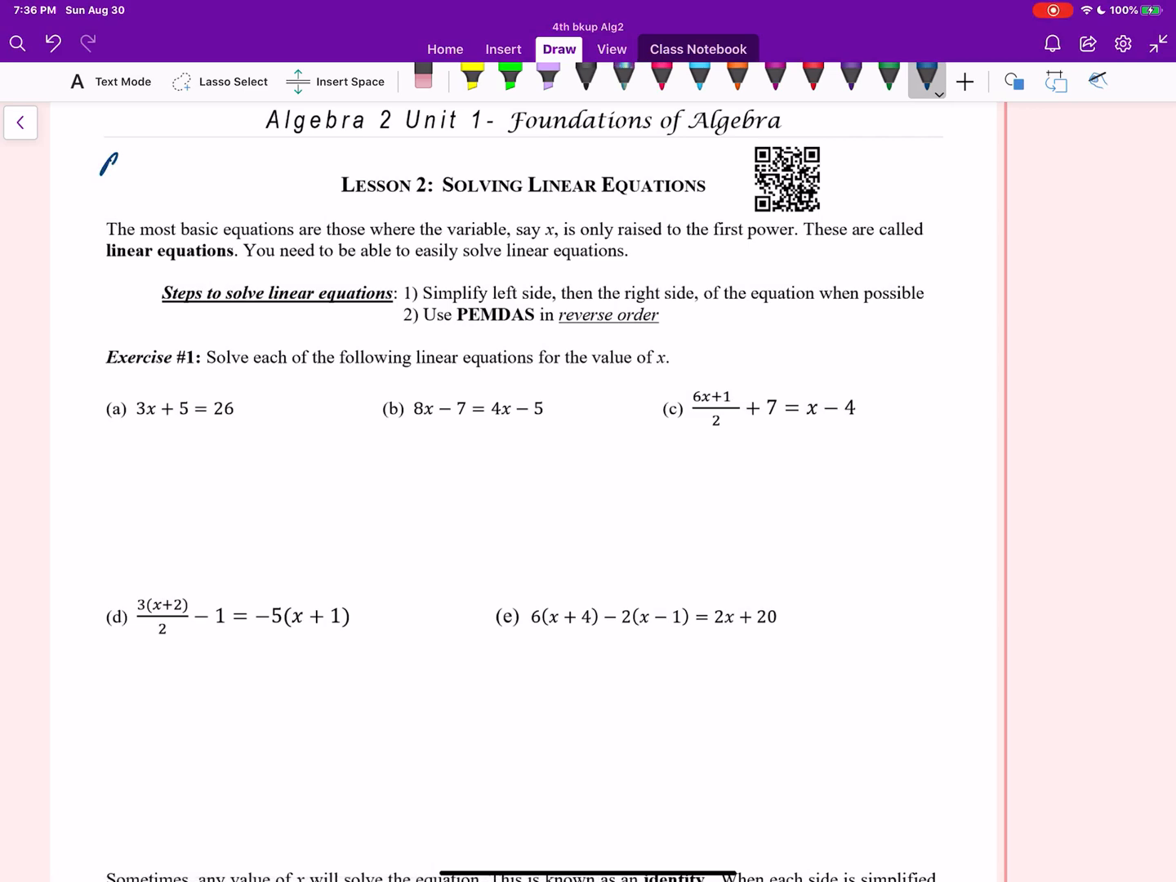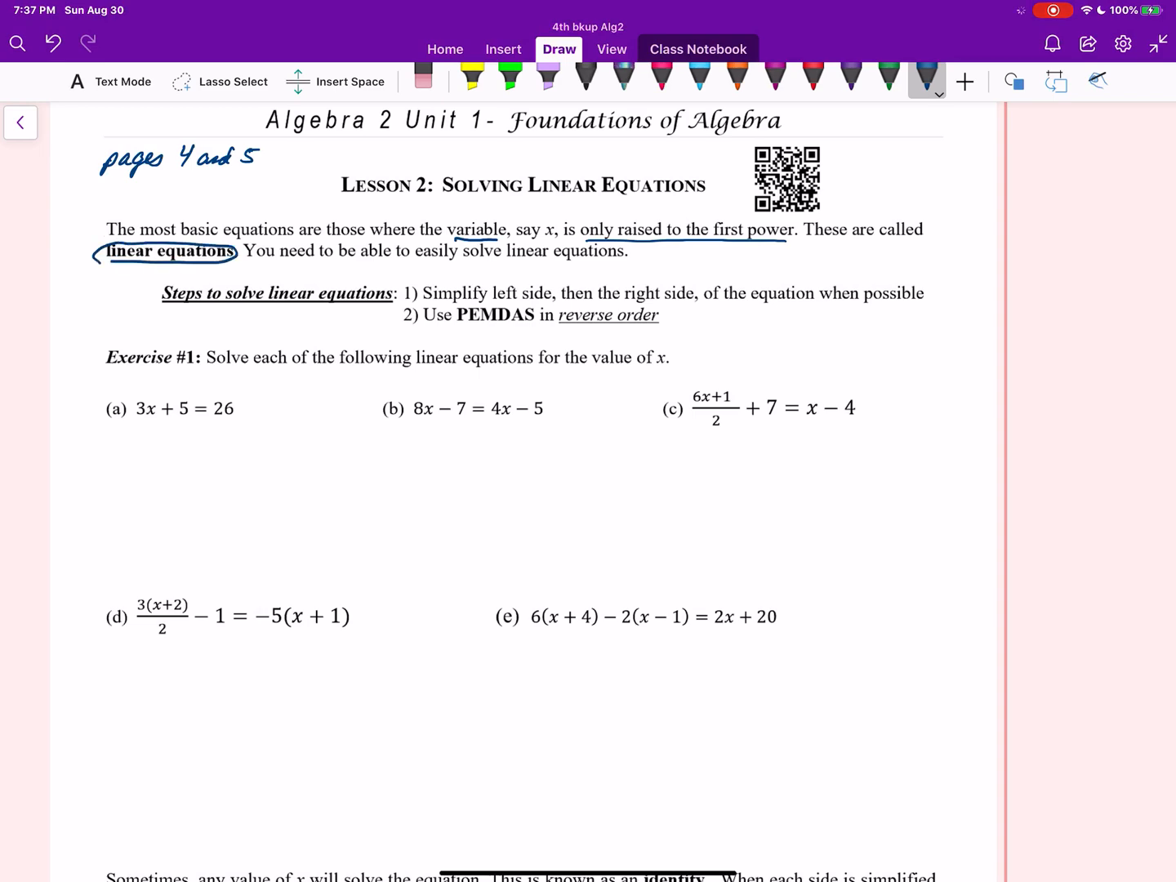Today's lesson covers pages 4 and 5 of our textbook. Lesson 2, Solving Linear Equations. The most basic equations are those where the variable, say x, is only raised to the first power. These are called linear equations.